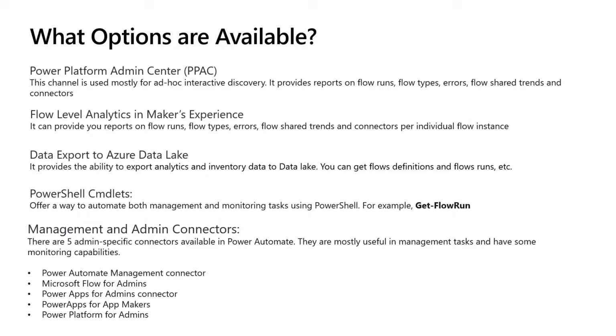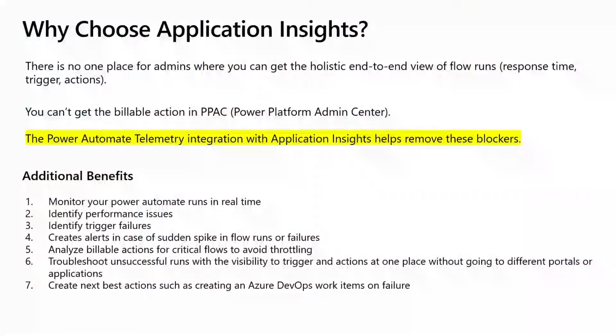PowerShell cmdlets. You can use these cmdlets to automate some monitoring tasks. For example, Get-FlowRun can give you the flow run history for a specific flow. Similarly, you can also use management and admin connectors to get some monitoring information. As you can see, there is no one place to get the holistic end-to-end view of the Power Automate service. For example, you can't get the billable actions in PPAC. To troubleshoot issues, you need to go to Maker's Experience and look for specific runs.